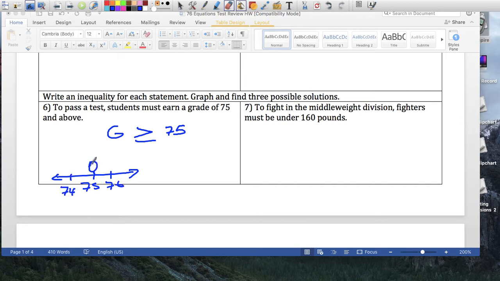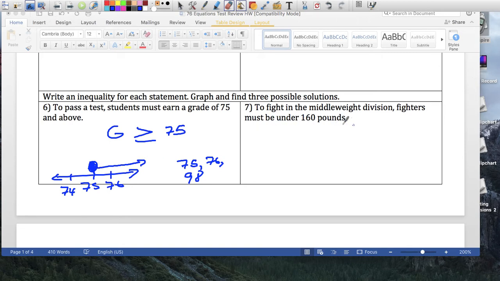The circle is going to shade, and which way are we going to point? We want values that are greater than 75, so this one goes this way. Three possible solutions: 75 would work, 76, and 98. There are three values right there. Anything to the right that's equal to 75 or greater than 75.